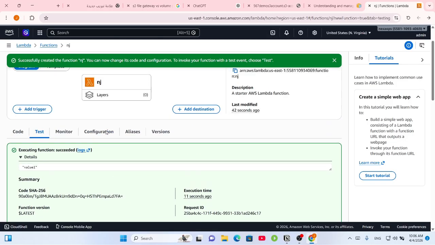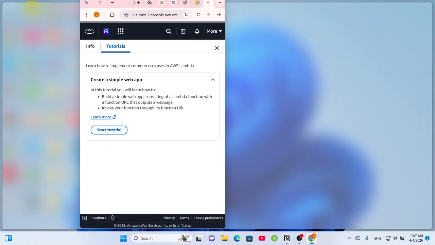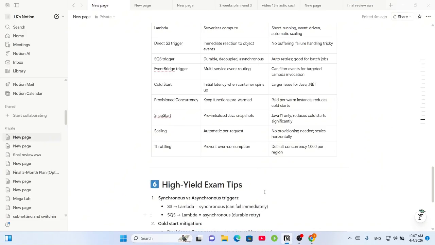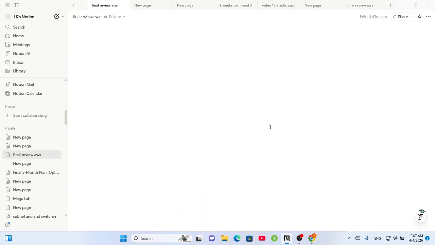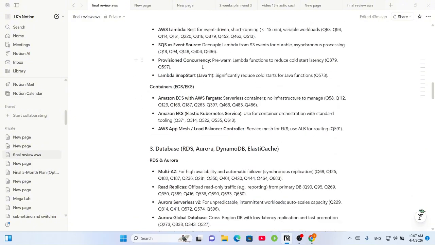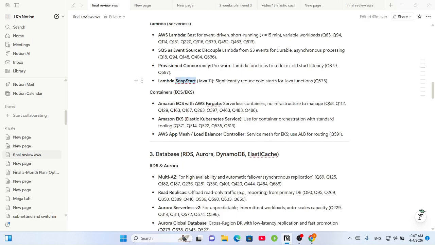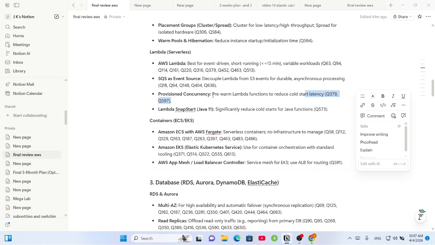So this is the idea of Lambda. I don't want to go through it again because already I think we went through it before. So going through it again is not going to help us. Just understand the concept behind it, and you will be fine. And yeah, we said SnapStart is only used for Java functions. Provisioned concurrency pre-warms Lambda functions for us to reduce cold start latency. And SQS as an event source decouples Lambda from S3 events for durable asynchronous processing.